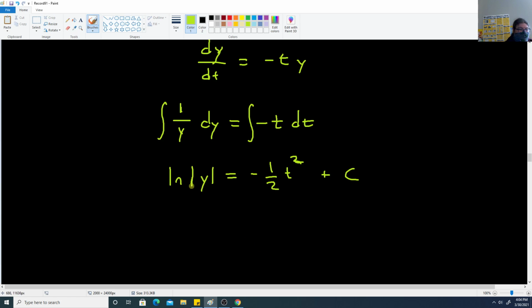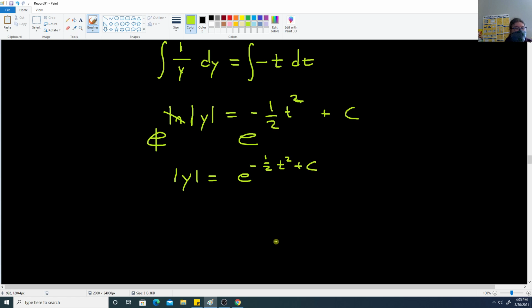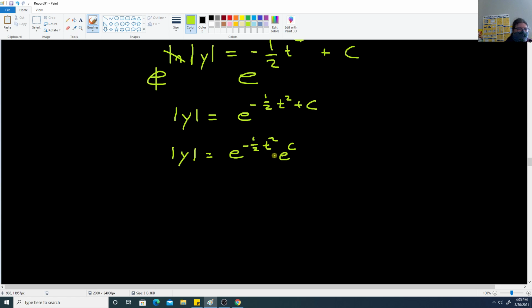So to get rid of the natural log part, I'm going to raise both parts to the exponential e. E and natural log will cancel, so I'll have absolute value of y equals e to the -1/2 t squared plus c, where this is all up in the exponent. We're going to do a little bit of algebra now. We can split this up as e to the -1/2 t squared. And when you have a plus there, you can write that as another e to the c. So these are multiplied together now.